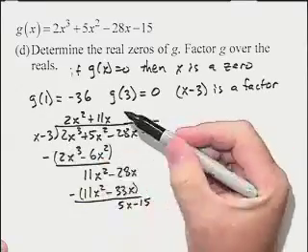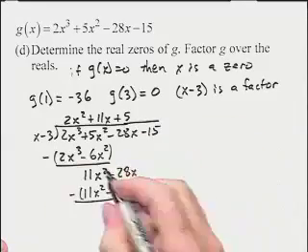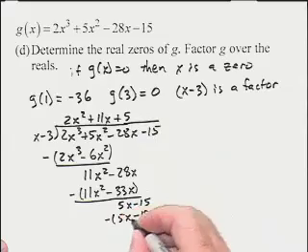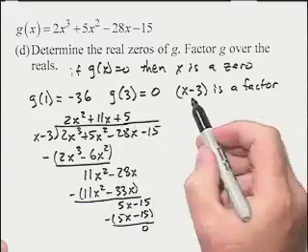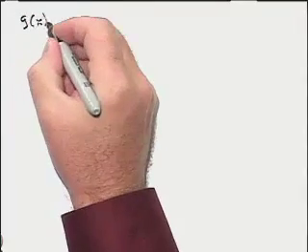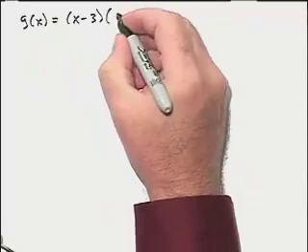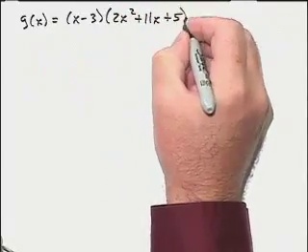To get 5x, we need to multiply x by 5, so we'll have plus 5. 5 times x is 5x. 5 times negative 3 is negative 15. We subtract that, and we get a remainder of 0, which we should if x minus 3 is a factor. What that allows us to do is rewrite g of x as the product of x minus 3 and 2x squared plus 11x plus 5.